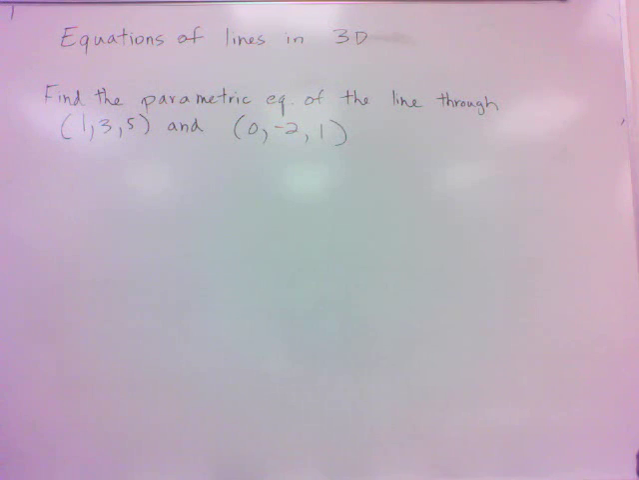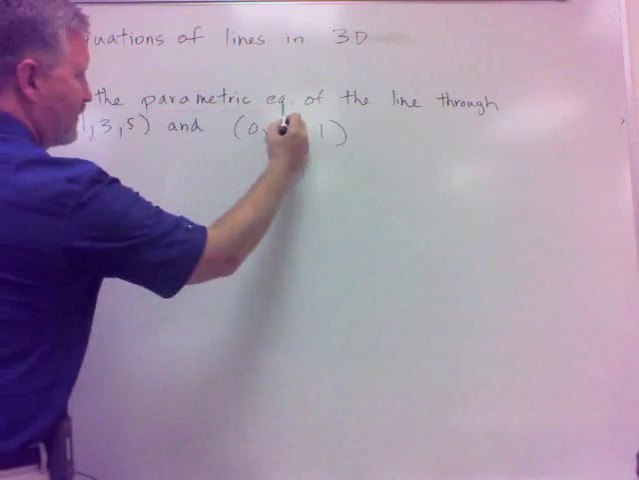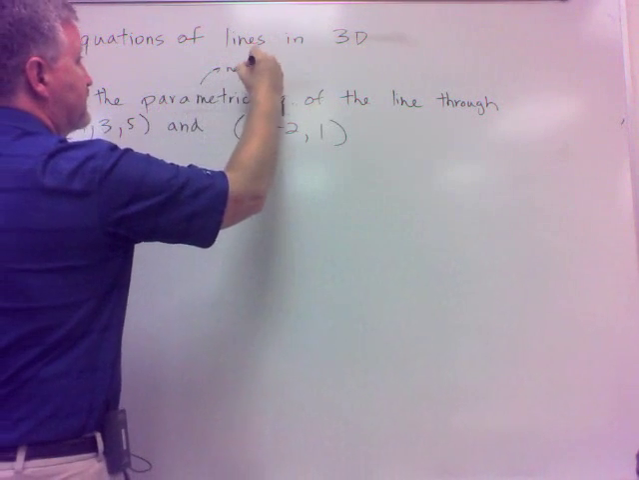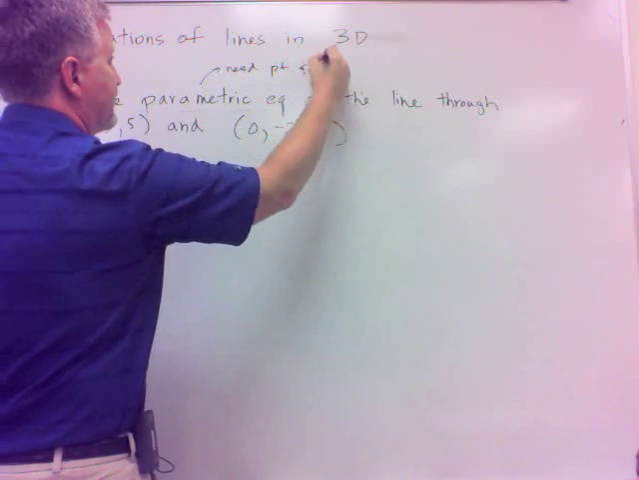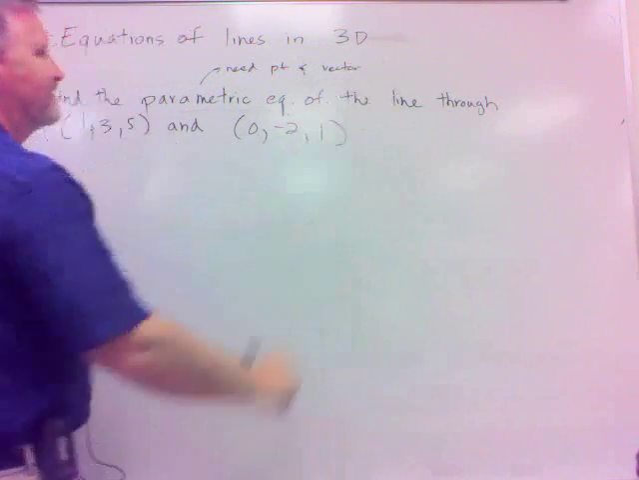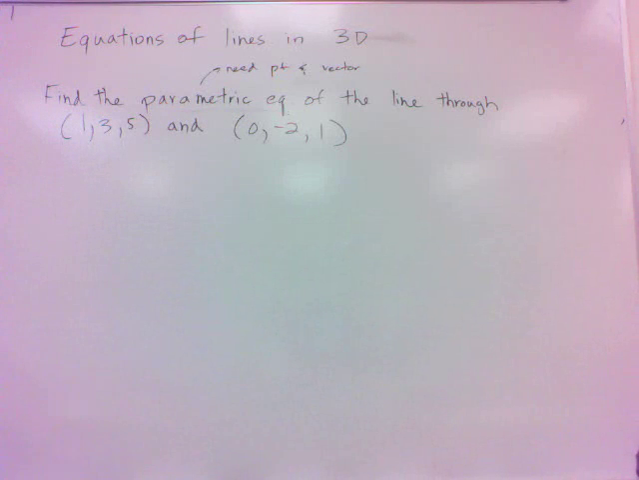All right, but to get this parametric equation, remember what we needed? We needed a point and a vector. Well, we've got a point. We've got 2, matter of fact. What's missing? We need the vector, okay? So how am I going to get a vector out of 2 points?